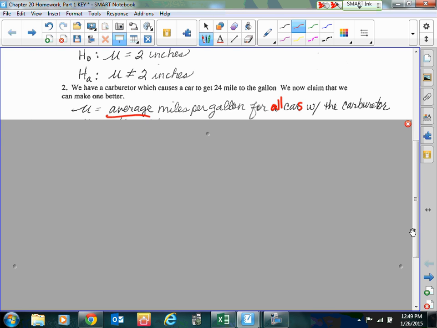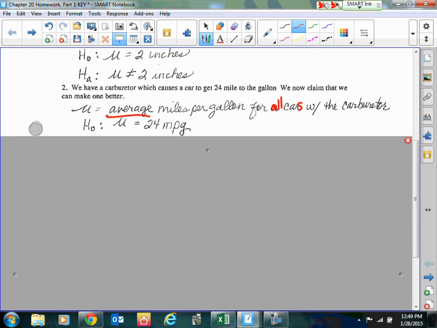All right, so the null hypothesis would be that the average is 24 miles per gallon, and the alternative that we would be looking for is that it's what? They claim we make one that's better. What would be better? Greater than 24 miles per gallon. More miles per gallon is better.